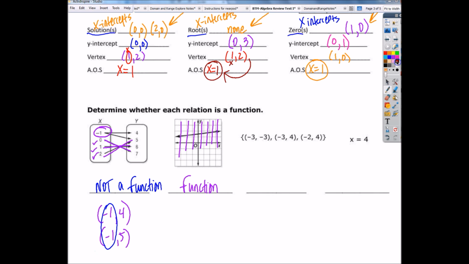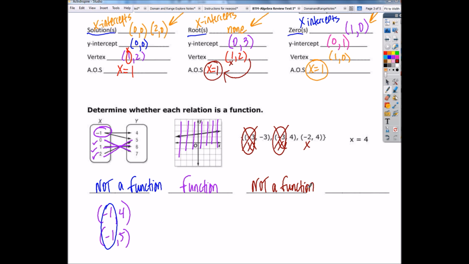Looking at the ordered pairs, let's see how this does. Remember, we really only care about the x's. And look at this. (-3, -3). Womp, womp. Automatically, peace out. That cannot happen. Therefore, it's not a function.